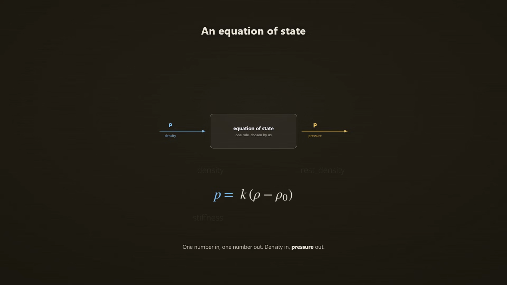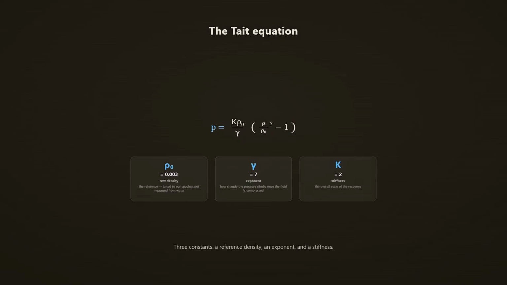The simplest rule is pretty straightforward. Take the density, subtract the rest density, multiply it by a constant, and that's it. That works, and it's used pretty often. But there's also a better one, and the two are easier to understand next to each other. So we're going to take a look at the difference between the Tait equation and the linear equation. Let's continue with the Tait equation first.